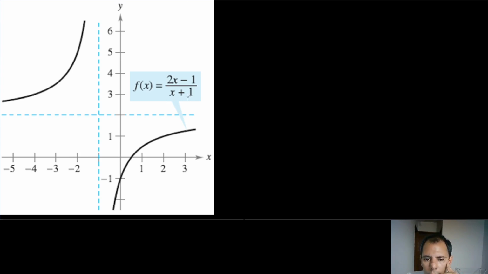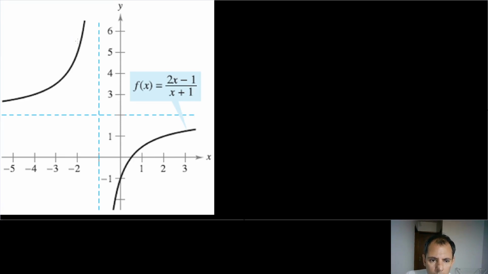So let's just say that x is 2. Look at the denominator: 2 plus 1, 3. Let's say that x is 0: 0 plus 1, 1. Now let's say that x equals minus 1. Minus 1 plus 1, 0. And on top, at the numerator, you have minus 2, minus 1, minus 3. So it's going to be minus 3 divided by 0. So x can never be minus 1. Otherwise, you're going to have minus 3 divided by 0, and that doesn't exist. So it can never be minus 1.